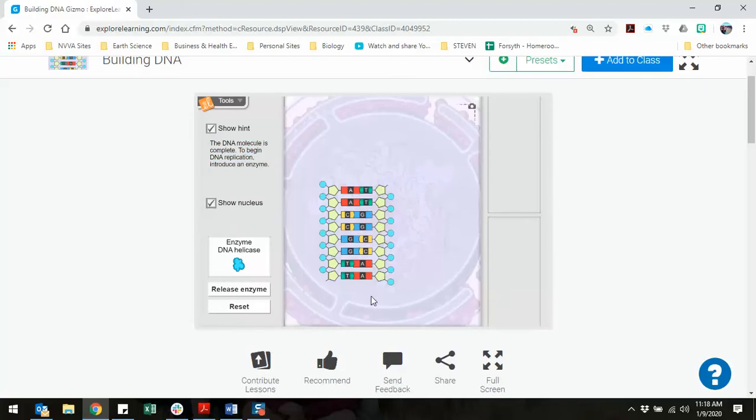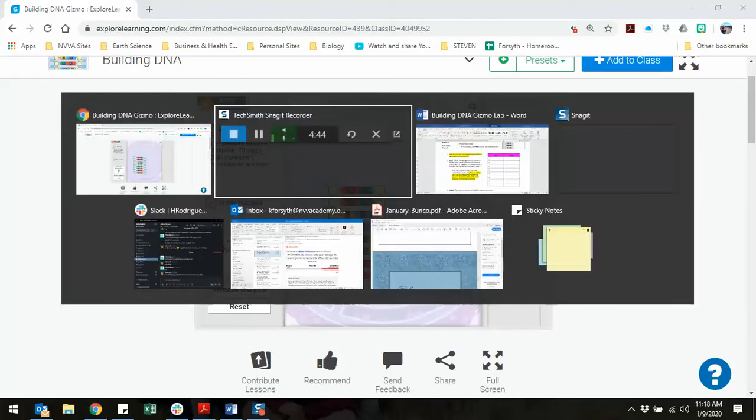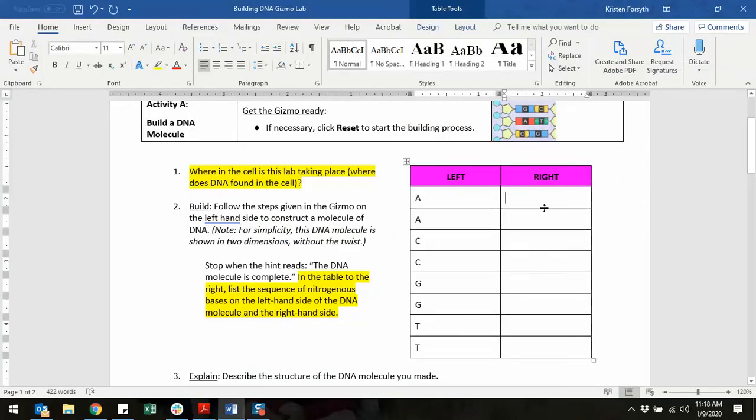Once it's all built, you want to make sure that gets copied over into your question for the right side over here. So you're just going to go ahead and put all your base pairs that matched up with it in your chart over here, and so on and so forth. Okay? So that should be completely done.